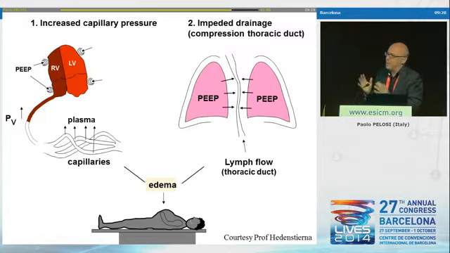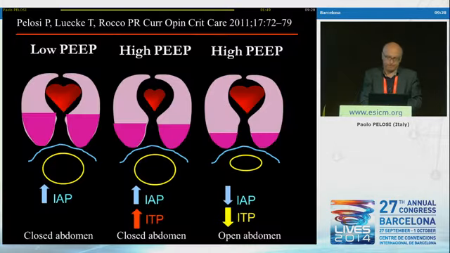So the message here is that we have to take care not to increase PEEP too much in conditions of lung injury, especially when intra-abdominal pressure is too high, and especially higher than 20 millimeters of mercury. In fact, as shown in this slide, you see that we can really recruit the lung only if the intra-abdominal pressure is not so high.